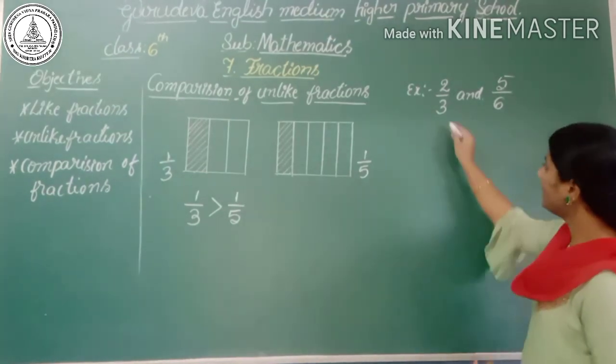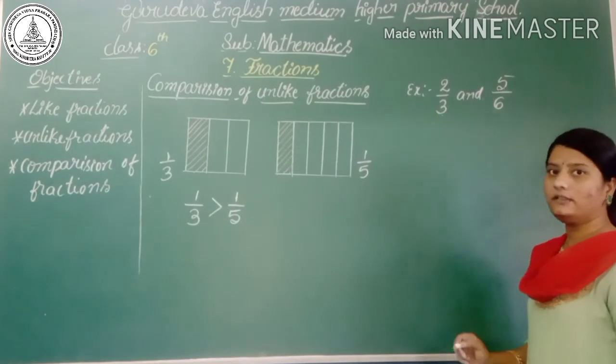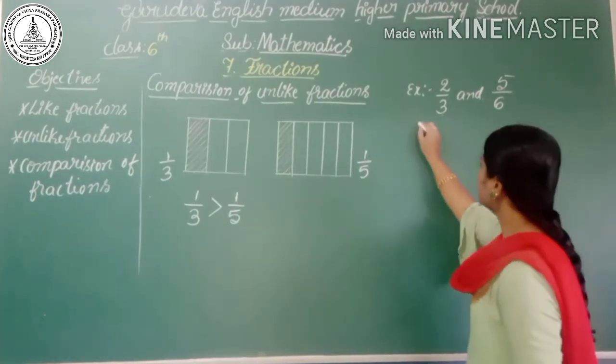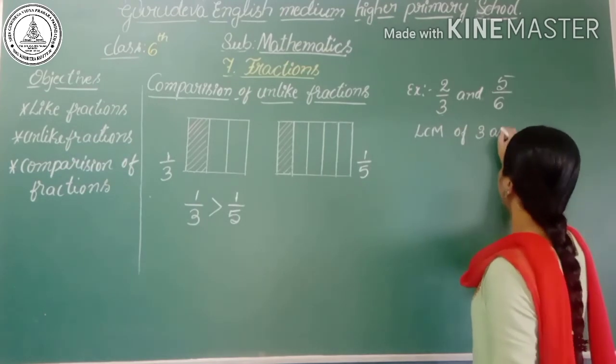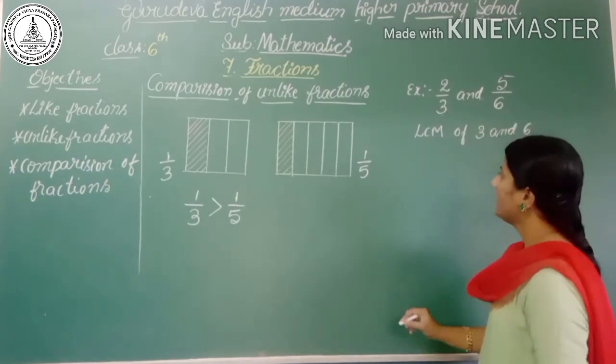Then I will take here the LCM of 3 and 6. So what is the LCM of 3 and 6?